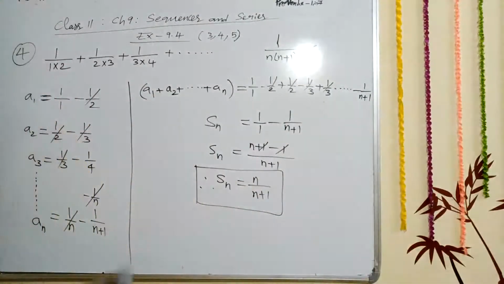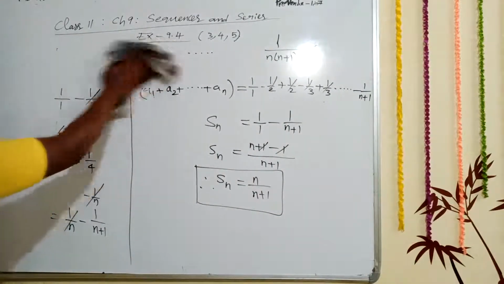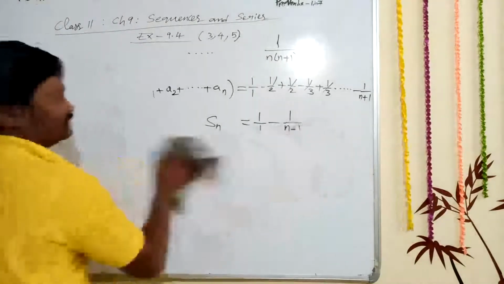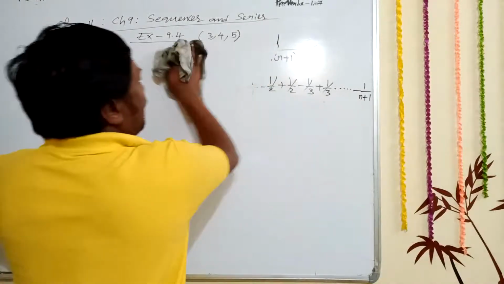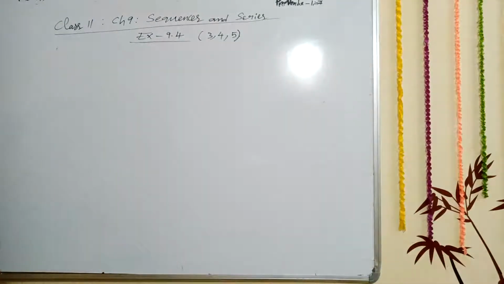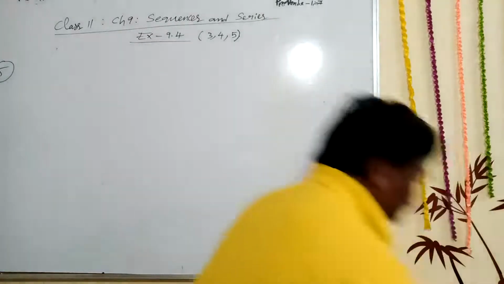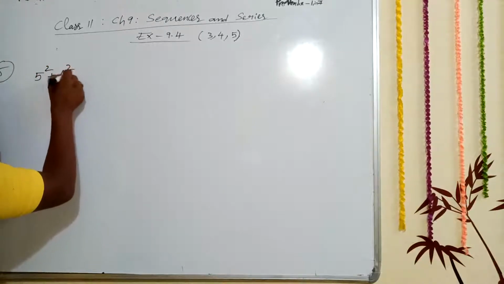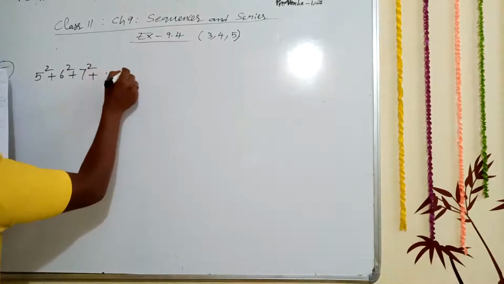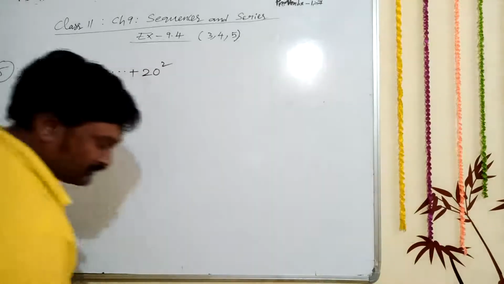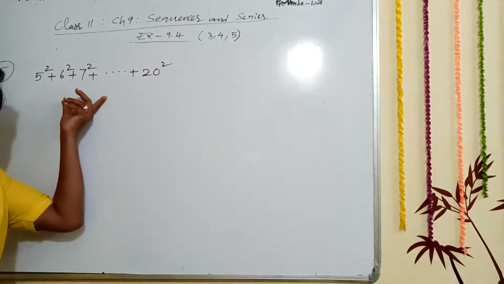Okay, last and final problem for today, that is the fifth problem. So let us go for that fifth problem now. I think this fourth one is finished, and now we are going to the fifth one. It is given as 5 square plus 6 square plus 7 square plus and so on plus 20 square. This is the given. We can't say this is n square.